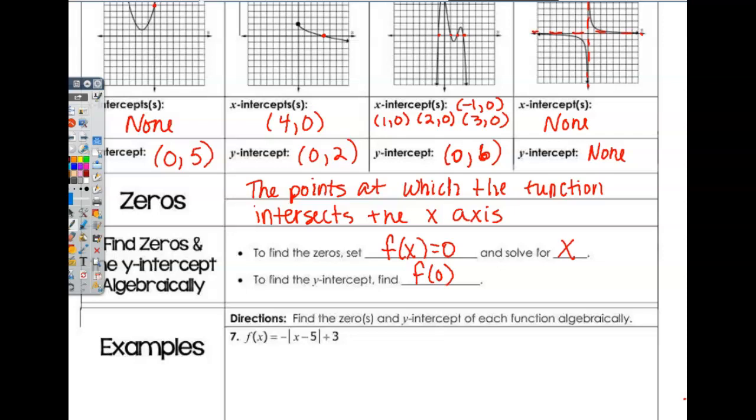So I need to find the x and the y-intercept. So let's find the y-intercept first because it really is the easiest. So I'm going to take f of 0. I'm going to find f of 0. So that means wherever I see an x, I'm going to put a 0. So I'm going to have a negative.